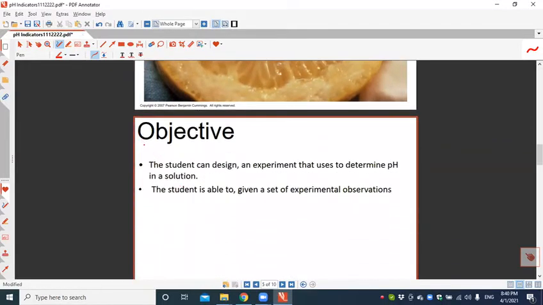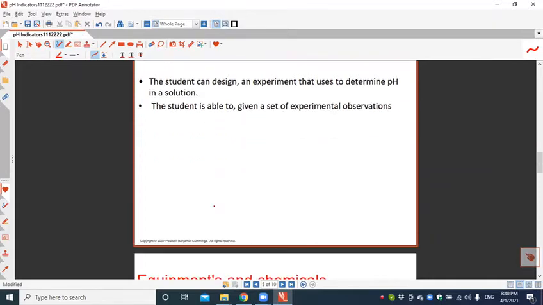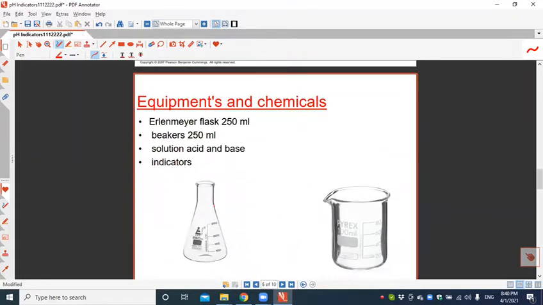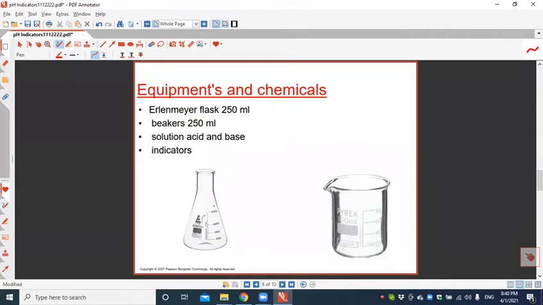Before going to that, in this experiment the student can design an experiment used to determine pH in a solution, and is able to give experimental observations during the experiment. As we know, in any chemistry lab experiment we need tools or equipment and chemicals. Here we will use a 250 ml Erlenmeyer flask and a 250 ml beaker, and we need acid and base solutions, and indicators.